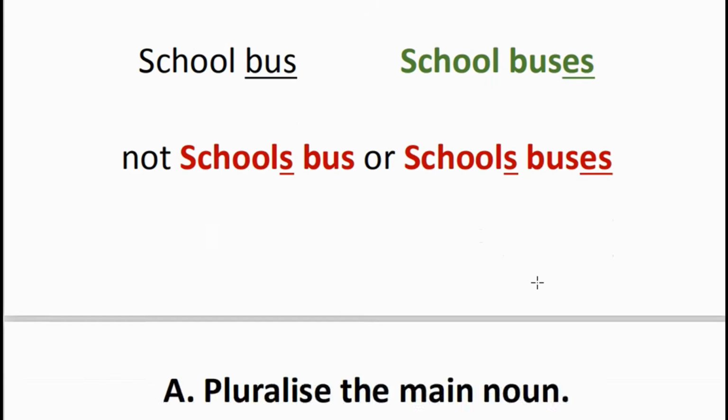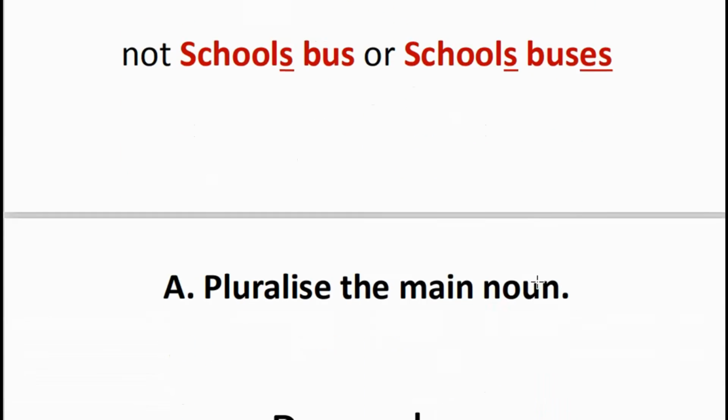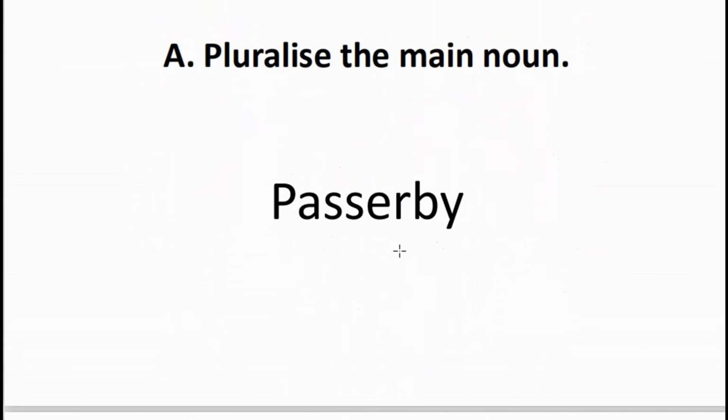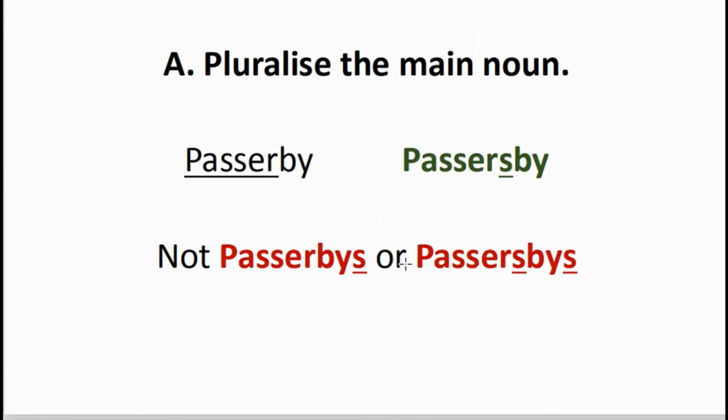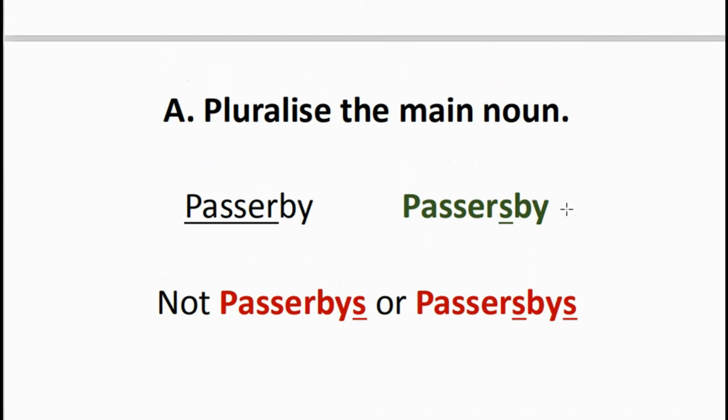Let's take a look at another compound noun, passerby. A passerby is a passer, someone who is passing. So passer is the main noun. Therefore, we pluralize passer, not by. The plural of passerby is passers-by, not passerbys. Because passer, the person who is passing, is the main noun, it takes the plural marker.